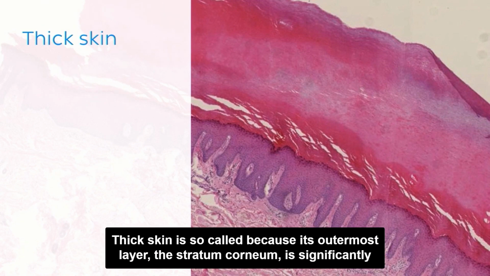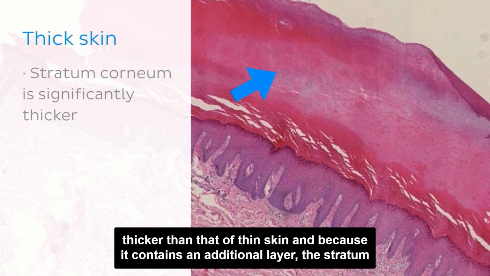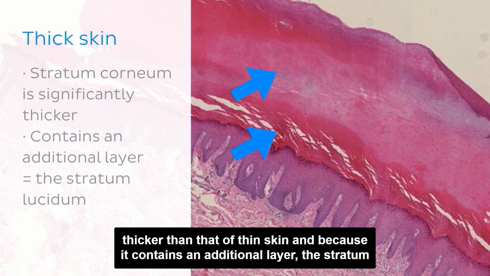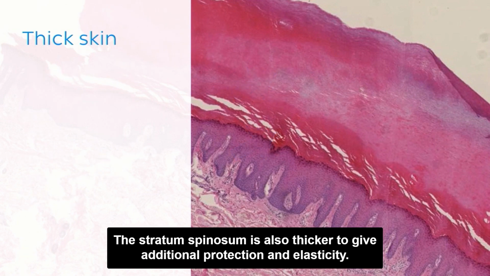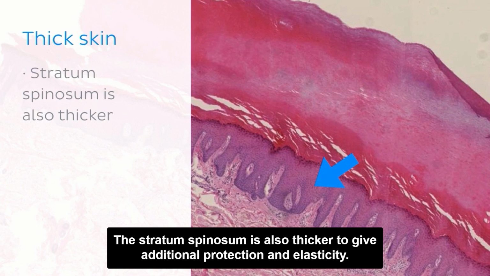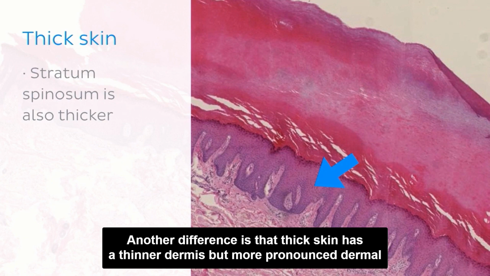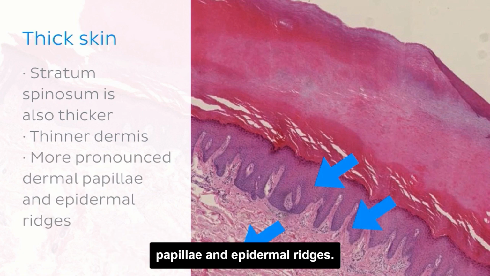Thick skin is so called because its outermost layer, the stratum corneum, is significantly thicker than that of thin skin, and because it contains an additional layer, the stratum lucidum. The stratum spinosum is also thicker to give additional protection and elasticity. Another difference is that thick skin has a thinner dermis but more pronounced dermal papillae and epidermal ridges.